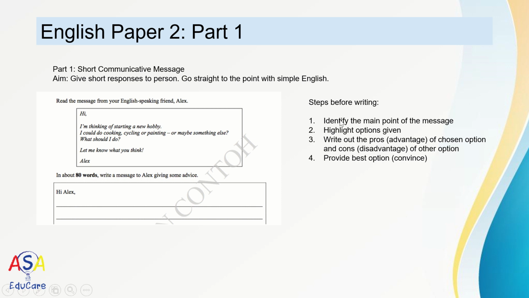First one is identify the main point of the message. So what is the main point? Okay, first thing, he is starting a new hobby. Okay, new hobby. Highlight the options given. What are the options? 1, 2, 3. These are the options. And write out the pros and cons. So pros basically means advantage, which is 好处。有什么好处?